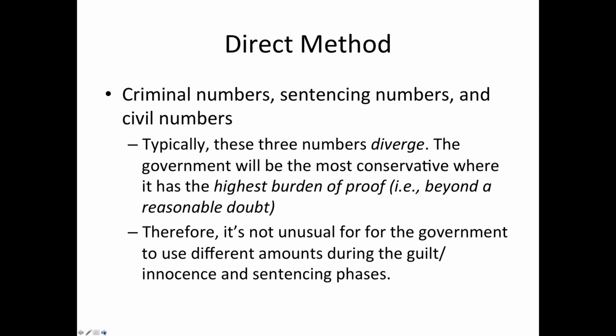Criminal numbers, sentencing numbers, and civil numbers. It's important to distinguish between the three of these. These numbers diverge substantially. We've already discussed a little bit about the difference between them. The government will be the most conservative where it has the highest burden of proof. So when the government is attempting to prove the elements of the tax crime in their case in chief, they're going to be very conservative with the amount that they claim is due and owing.